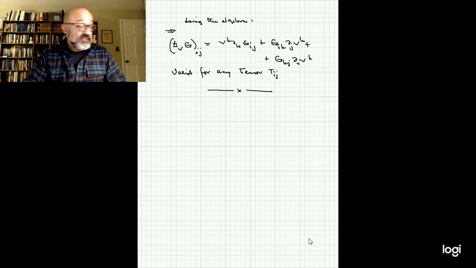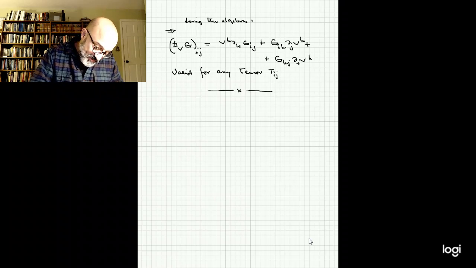We have some of the tools now. Now we can start trying to think about what it is we're trying to do. So I'm going to talk next about the cotangent bundle.